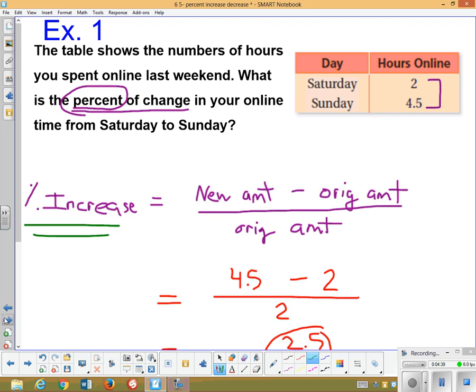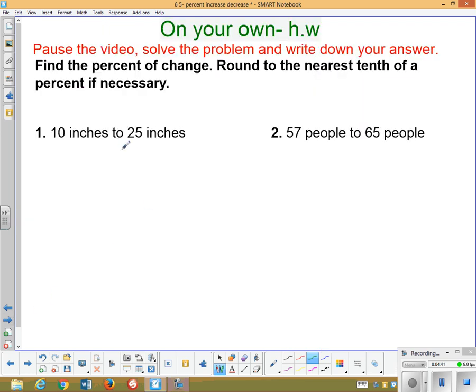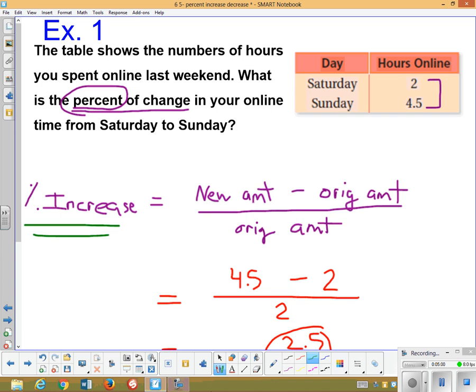So I would like for you to go ahead and do the percent increase questions here. If you notice number 1, it says 10 to 25, that's an increase. And then from here to 57 to 65 people, that's also an increase. So we are trying to find the percent increase. I can easily tell you how much it changed by, but I don't want to know that. I want to know the percent. So please use the following equation right here.